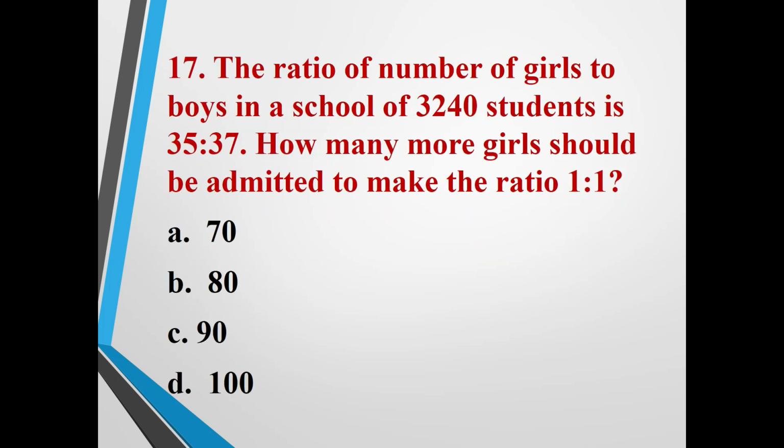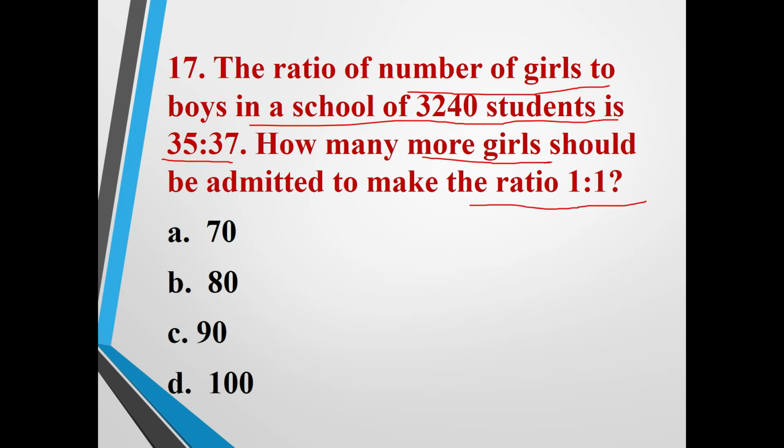Next question. The ratio of number of girls to boys in a school of 3240 students is 35:37. How many more girls should be admitted to make the ratio 1:1?